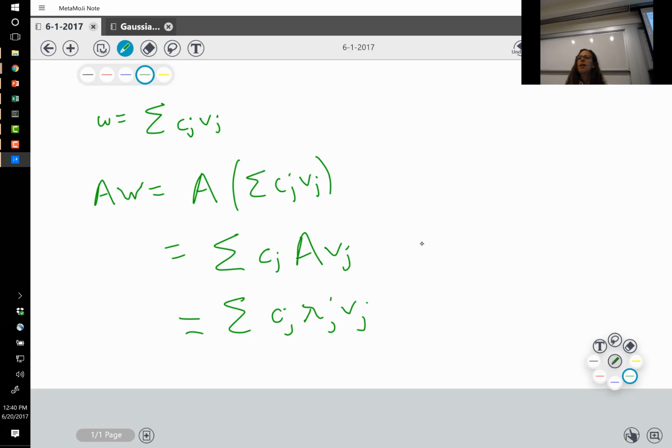And so something to keep in mind is that if you were taking powers of A, and I'm not going to write it all out, this basically becomes the eigenvalue to a power. And so it's significant what the eigenvalues are.